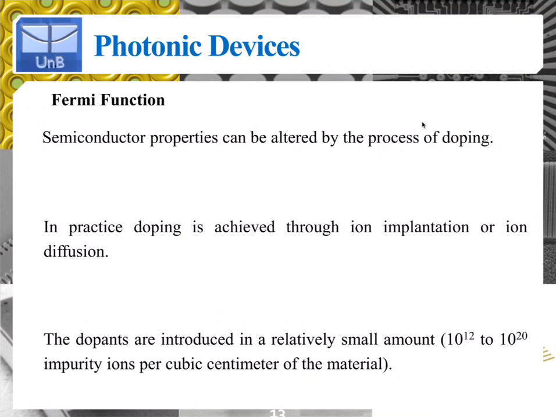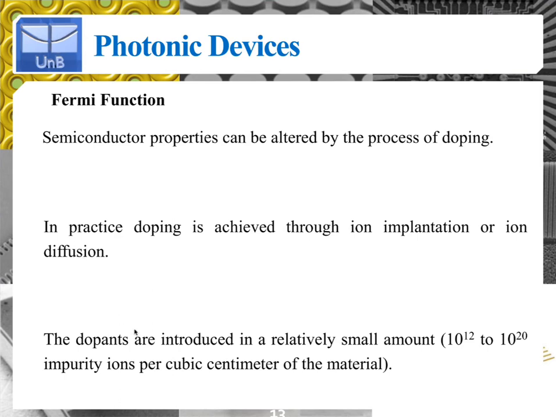So the process of doping alters the properties of the material. It alters the conductivity, the carrier concentration for electrons or holes. And in practice, this is achieved through two basic processes, which are ion implantation or ion diffusion.